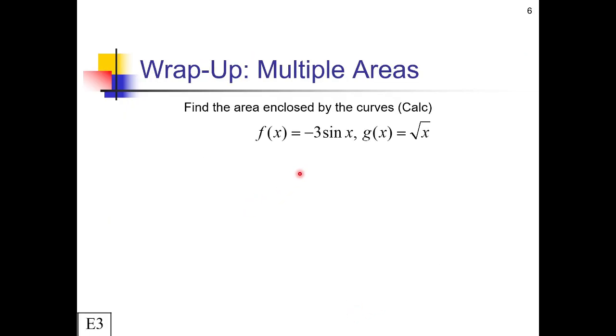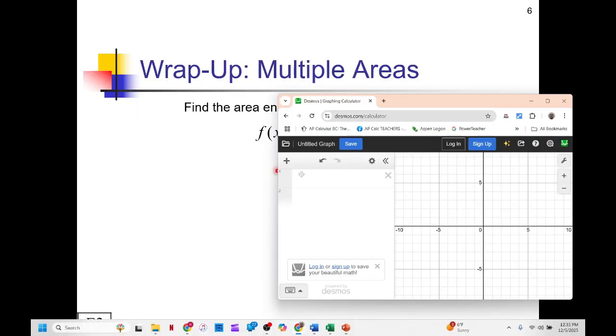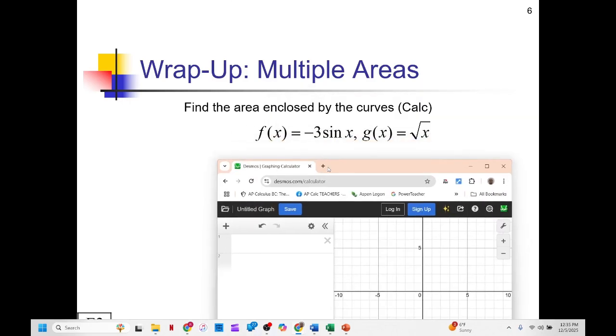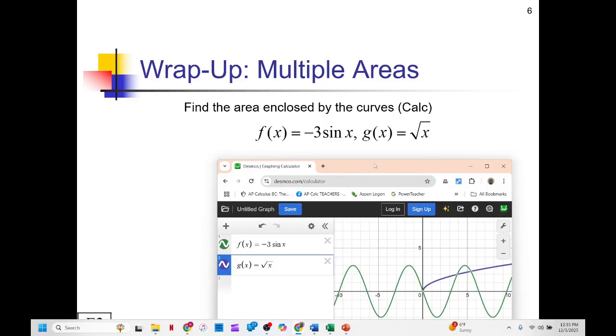For our last problem, we're going to go back to the calculator. So if you like, you can guilt-free plug these into your calculator and see what it looks like. All right, now when I do that, here is what I end up with. We've got f of x equals negative 3 sine of x. Good. And let's do now g of x equals the square root of x. And here's my situation.